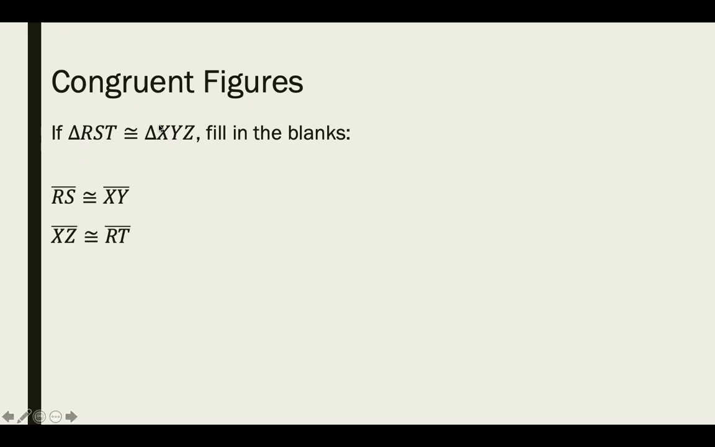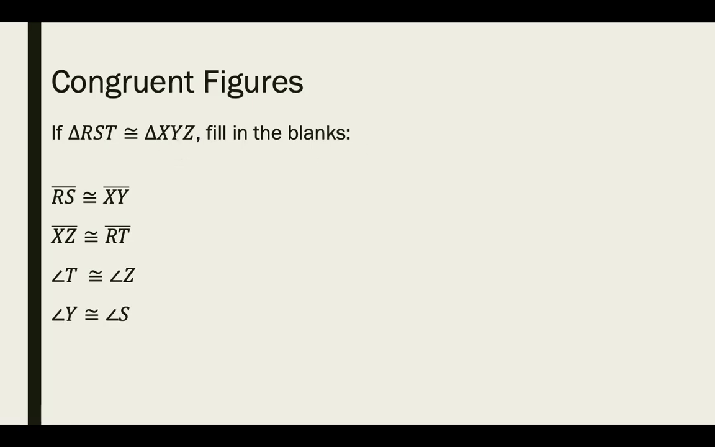Next, we had XZ, and XZ must be congruent to RT. X and Z, X is the first letter, Z is the last letter. Over here, R is the first letter, and T is the last letter. Our next one, T is congruent to Z. Both of those letters come last. Y is congruent to S. Both are in the middle.